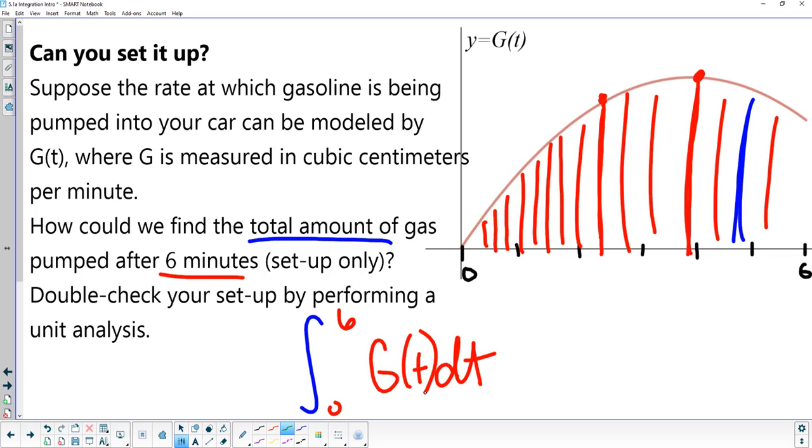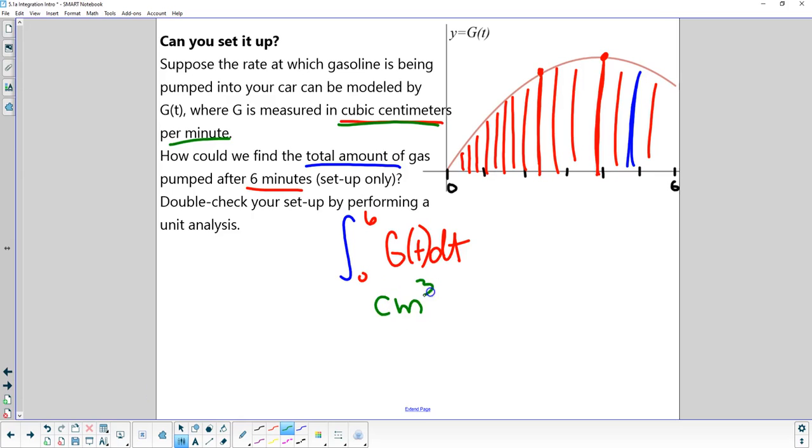6 minutes is a really long time for the first 6 minutes. Let's do our unit analysis. G of t was in what units? Cubic centimeters per minute. That was g of t. dt, so change in time. What was time in? Minutes. So when I multiply those, I'm left with just what? Cubic centimeters. Is that a reasonable unit for gas, for volume? Yeah, absolutely. 3 dimensions.